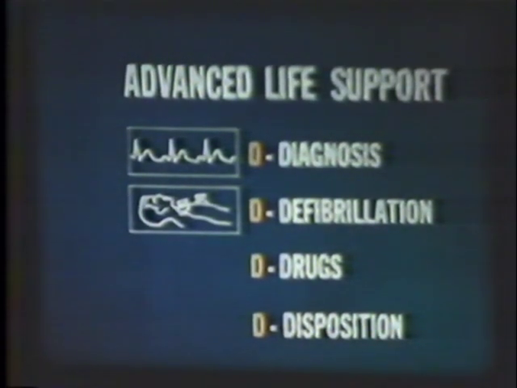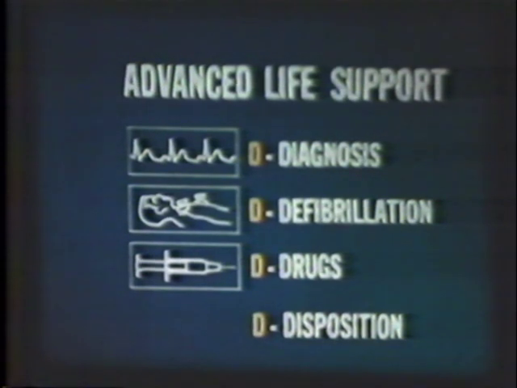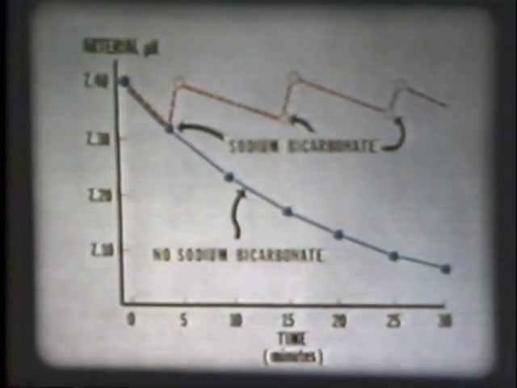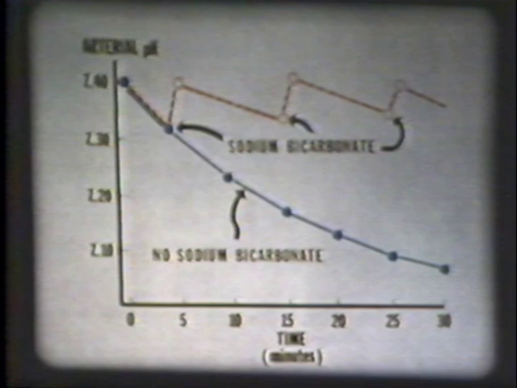The treatment of cardiac arrest usually requires the administration of drugs. The two most essential drugs for the CPR emergency are sodium bicarbonate and epinephrine. Following cardiac arrest, a severe metabolic acidosis develops even if continuous effective CPR is performed. This chart shows in blue the fall in pH which occurs when sodium bicarbonate is not administered during CPR.